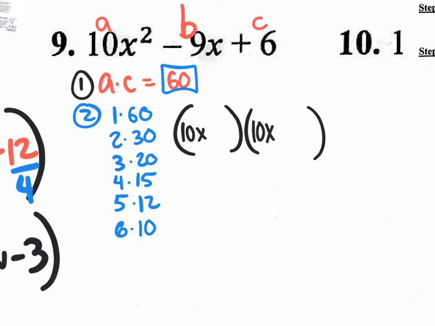And what about the number here and the number here? That comes from step 2. Which pair of numbers gave us a negative 9? None. Oh man, really? Yeah, prime.